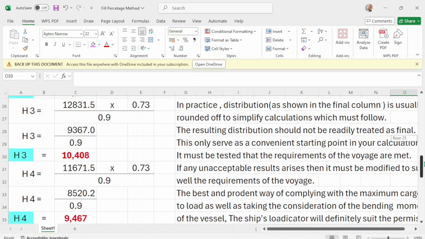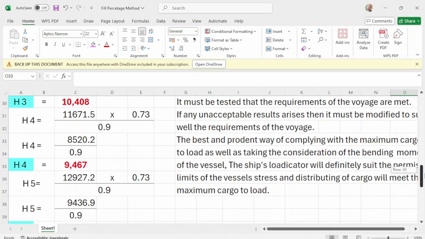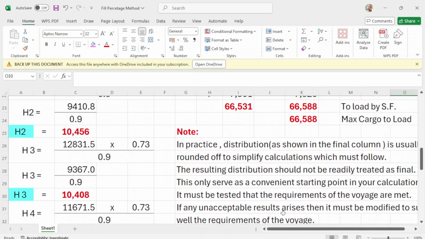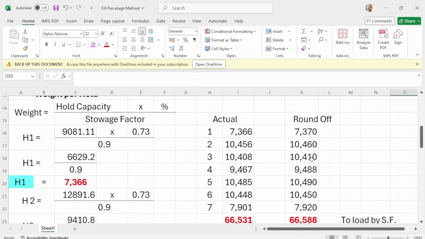Okay, guys, what is explained here is the same as what I'm telling you. Just read this one and you will understand better. In the simplest words, apply this to your loadicator and adjust your cargo to get good bending moments and shearing force, and to meet your departure draft.